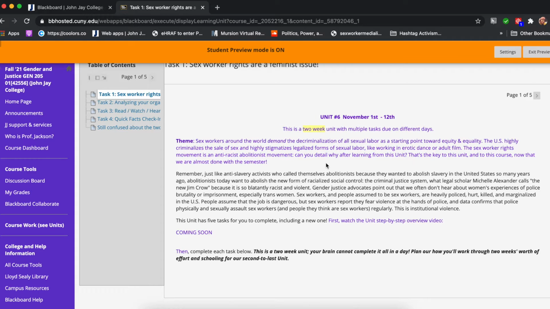They're hurt and killed, oftentimes by police, and they're very marginalized within the United States. People make assumptions that the job is dangerous, but sex workers themselves report that really who they fear are the police. And there's a lot of data that confirms that police physically and sexually assault sex workers and people that they think are sex workers very regularly. So this is an example of an institutionalized violence, right? Because if you're assaulted by a police officer, you have no one to report to.